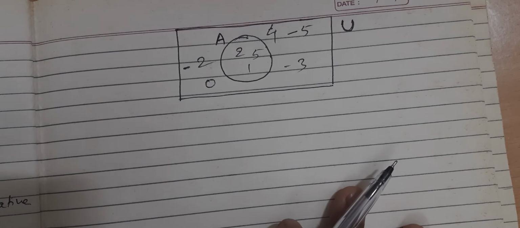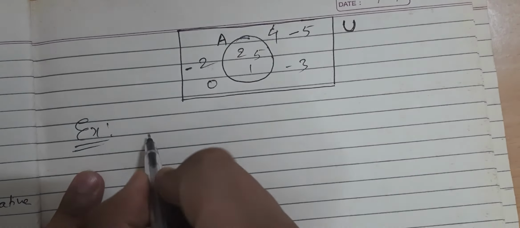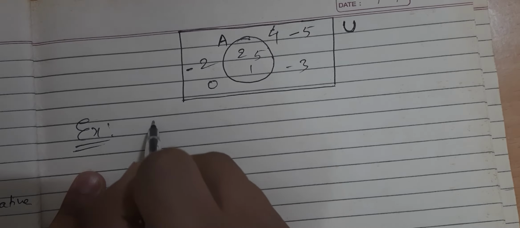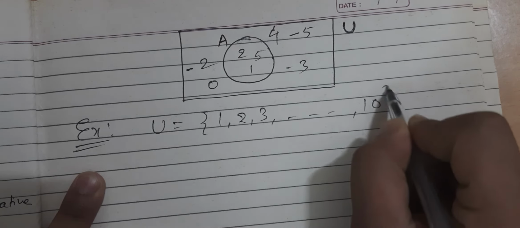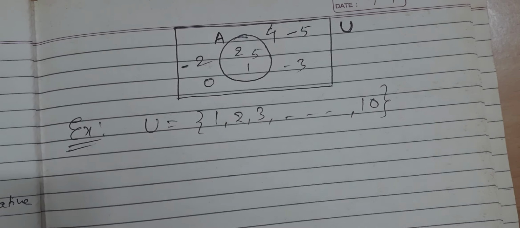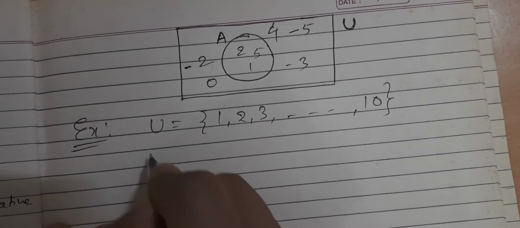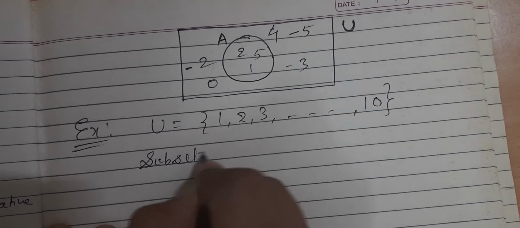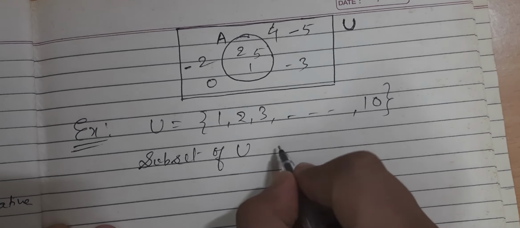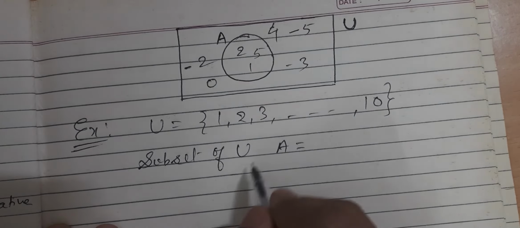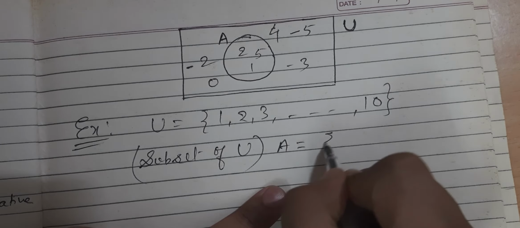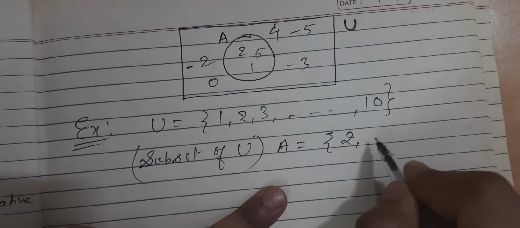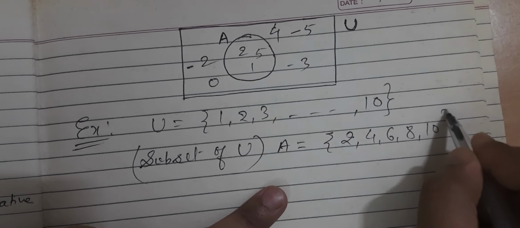Now let's take an example. This I have taken at random only. Here we have a universal set whose elements are 1, 2, 3 up to 10. So the universal set contains 10 elements from 1 to 10. And here we have a subset of U, A. This set A is a subset of the universal set, and the elements of set A are 2, 4, 6, 8 and 10.